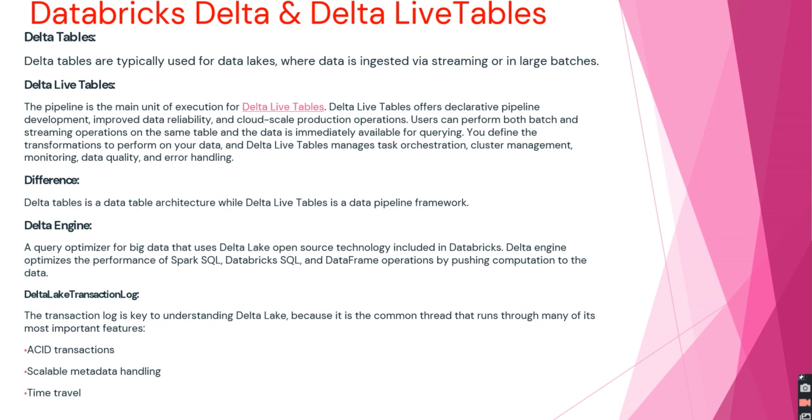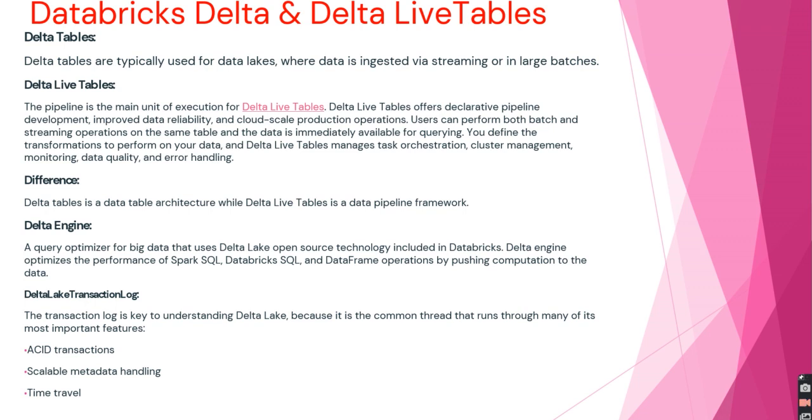Delta Live tables are typically used for data lakes where data is ingested by streaming in large batches. There is a basic difference: live tables are pipelines used for incremental data flow. The pipeline is the main unit of execution of live tables. Whenever you need to continuously deploy your data using continuous integration and continuous development, therein comes the role of Delta Live tables.